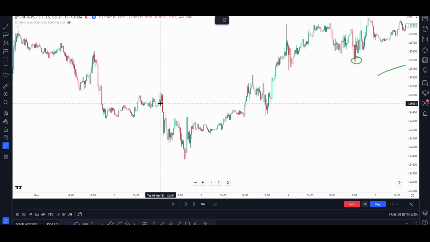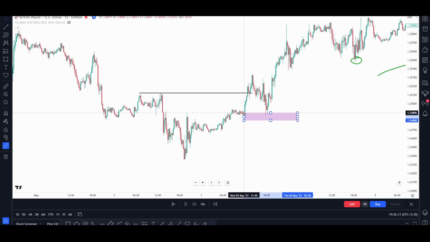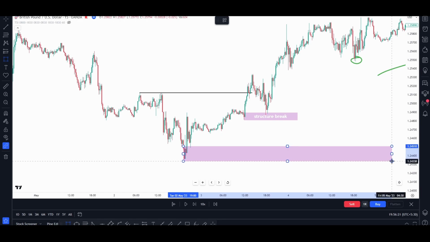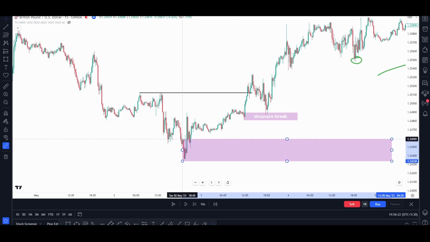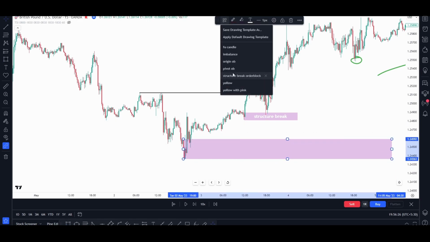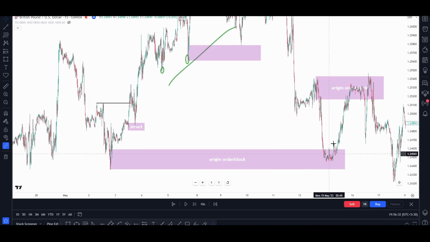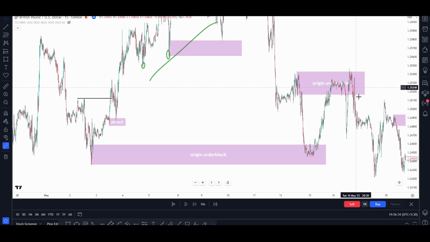That was higher low. So here also we can see that price has broken this lower high, lower low. This lower high was broken. So what is this? This is again structure break order block. This last order block will be our origin order block. We can also use this from here also. So what is this? Again origin order block. So that's why price reacted from this origin order block and then it started to go up. But again, price started to go down.